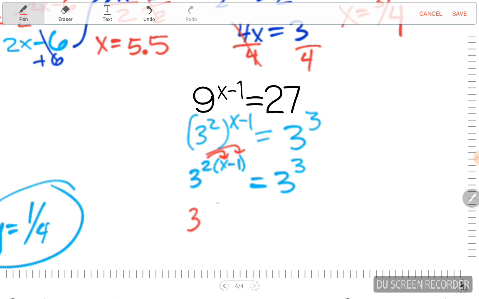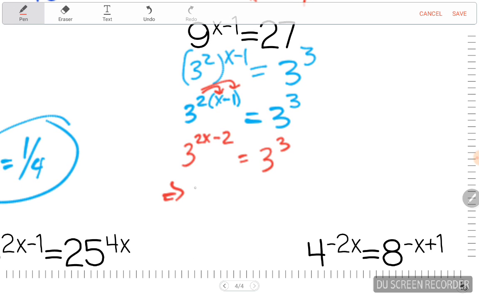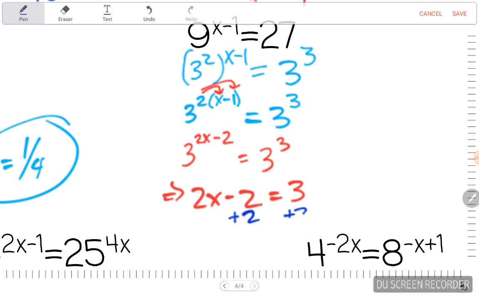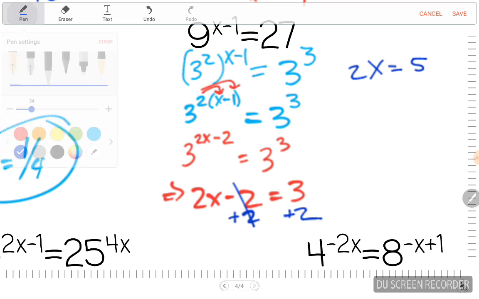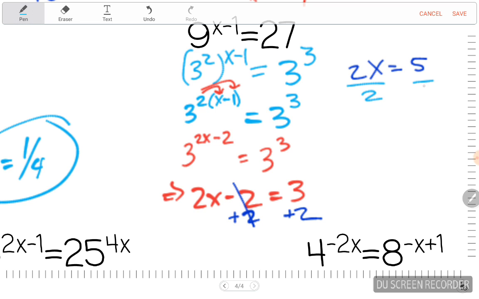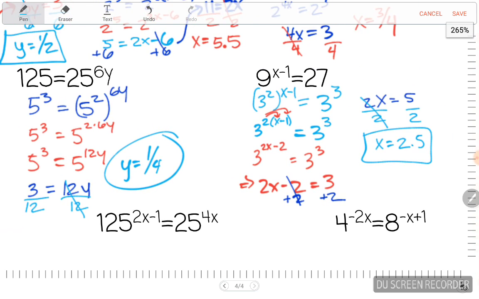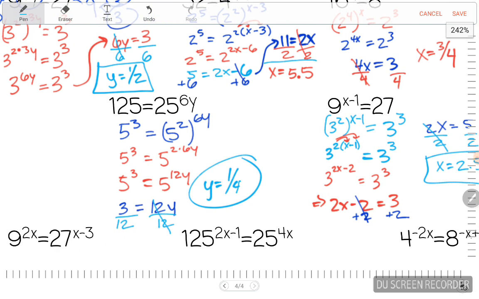Okay, so this is 3 to the 2x minus 2 equals 3 to the third, which means that those exponents must be equal. Okay, I can add 2 to both sides. I get that 2x equals 5, and then divide both sides by 2 to get x equals 2.5, or you could leave it as 5/2. I guess I should box these.